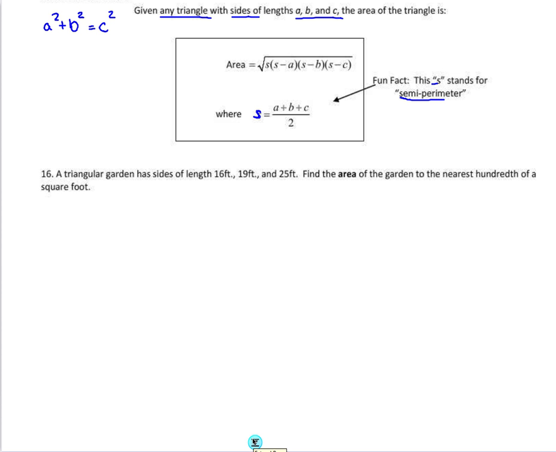Because 16 and 19 add up to greater than 25, I know it is a triangle. So I can approximate here and draw something that looks like it could be that triangle: 16, 19, 25. And if we're going to use Heron's formula, we're going to go ahead and find the semi-perimeter. Here we go. 16, 19, 25.